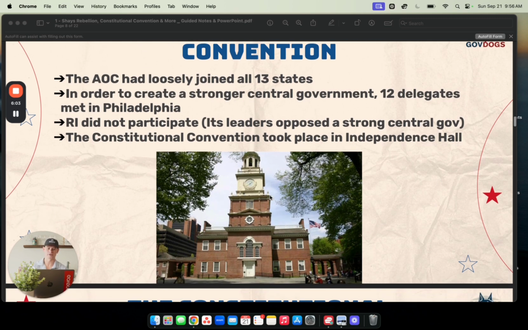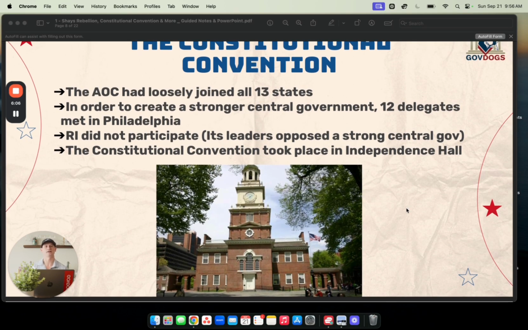And the Constitutional Convention took place in Independence Hall. So if you guys are ever in Philadelphia, definitely go check out Independence Hall. It's a really cool spot.